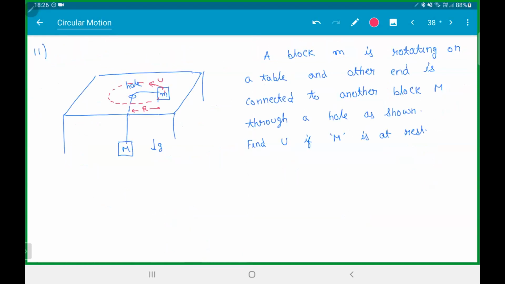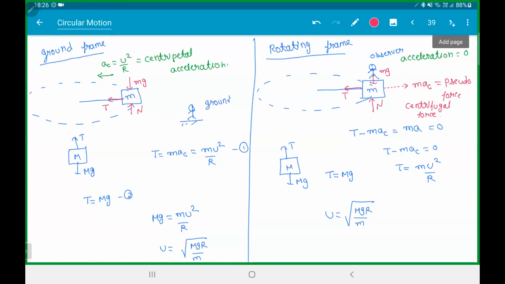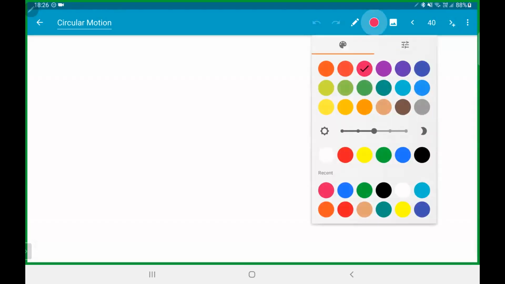And now, again, be careful. One more thing, catch here. Centrifugal force is not mu square by r. It depends. Let's see the next question. You'll understand.